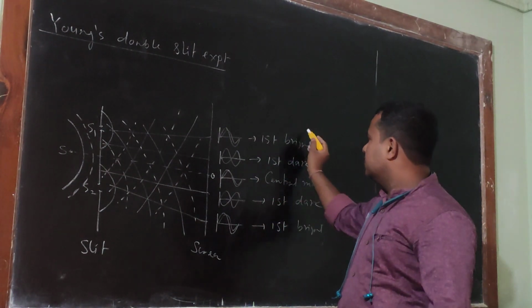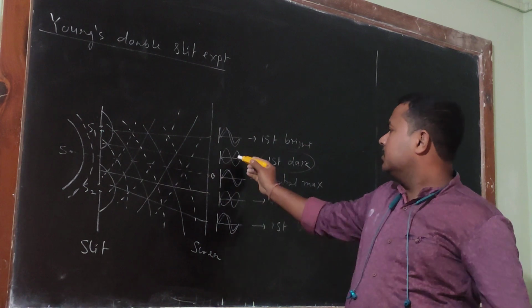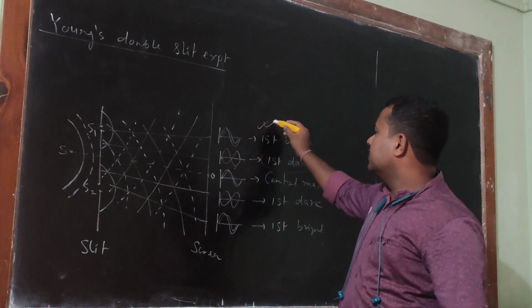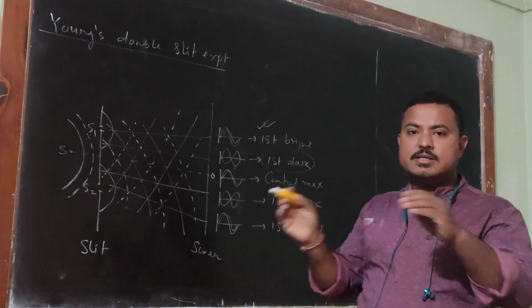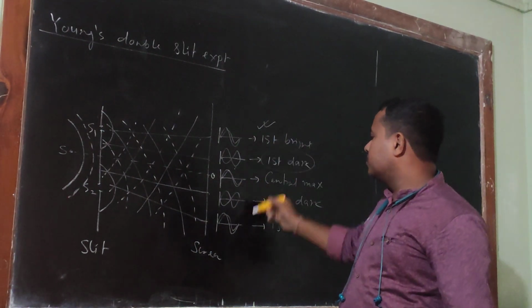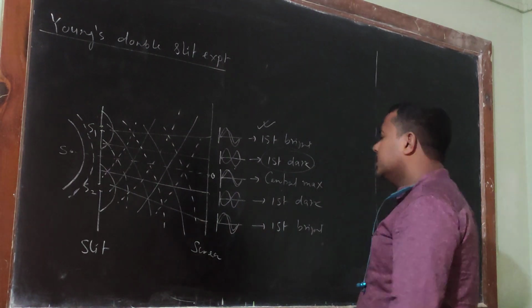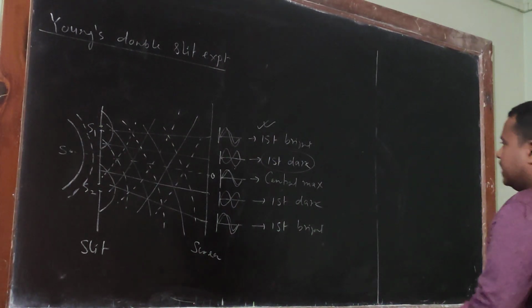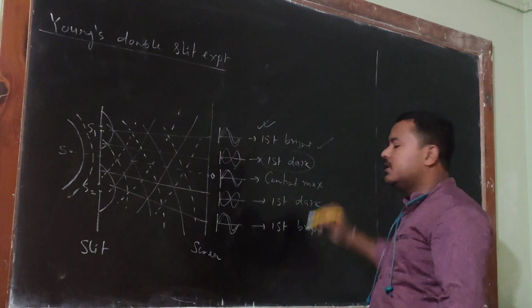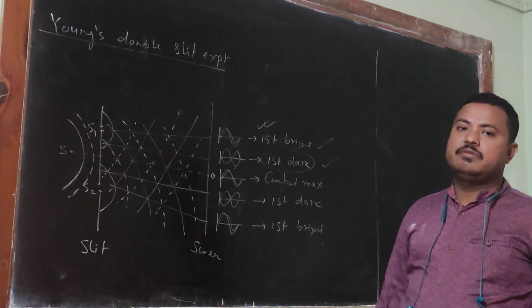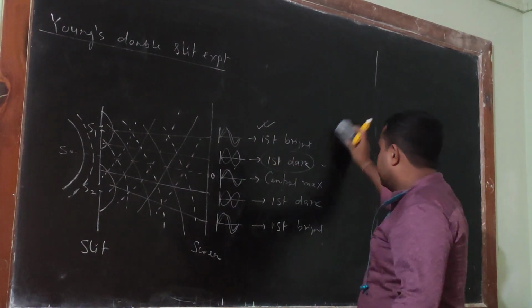So this redistribution of intensity. The dark are due to what? Waves meet in opposite phase, and bright due to what? Waves meet in same phase. So that's why we get alternate bright and dark fringes. So this is called what? Interference of light. Bright corresponds to what? Constructive interference, and dark is due to what? Destructive interference of light. Okay?